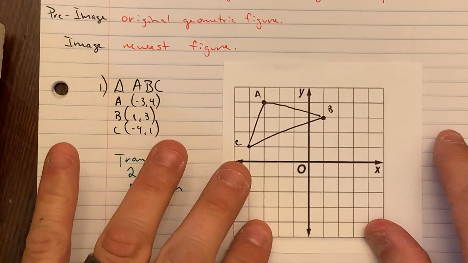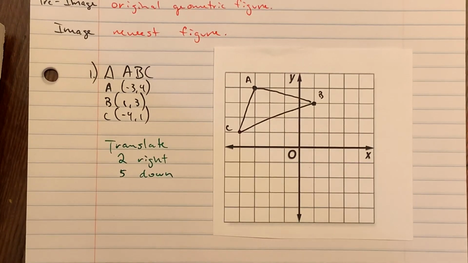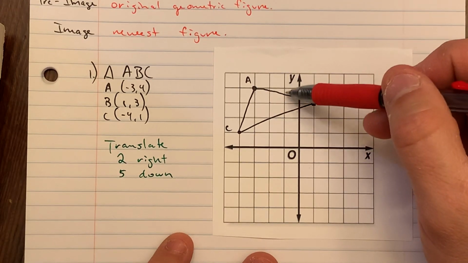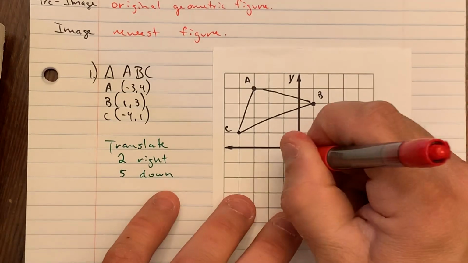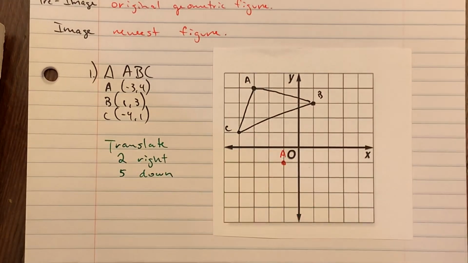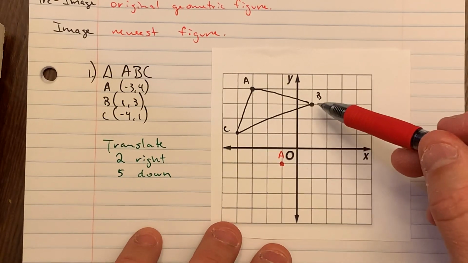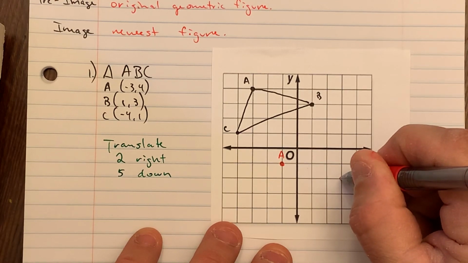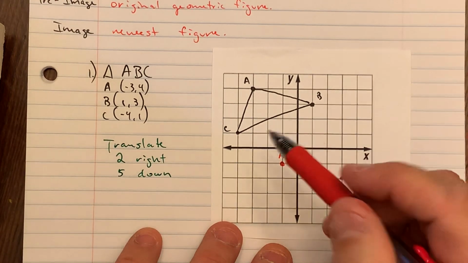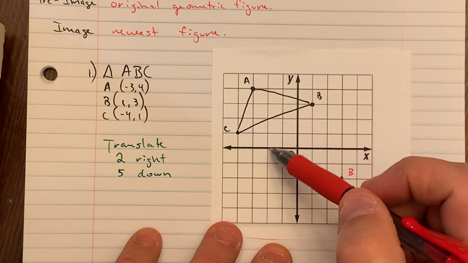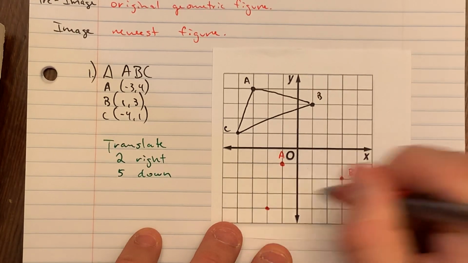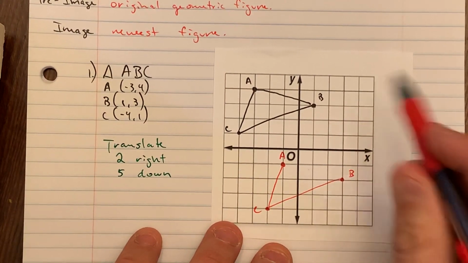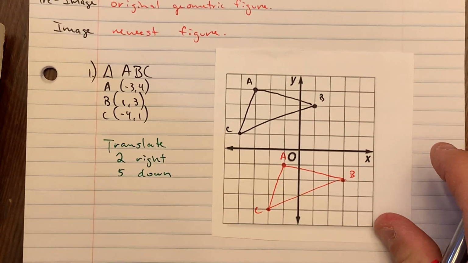So I'm going to start at the point for A. I'm going to go 2 to the right, 1, 2, and down 5: 1, 2, 3, 4, 5. I'll put a dot and label it A. For B, 2 to the right, 1, 2, down 5: 1, 2, 3, 4, 5. There's B. Then we have C, 2 to the right, 5 down: 1, 2, 3, 4, 5. I'll put C and connect my dots. I should have the exact same shape.